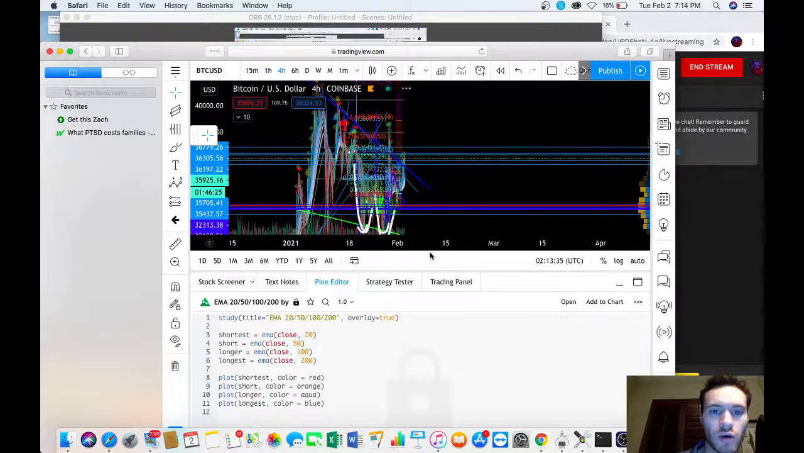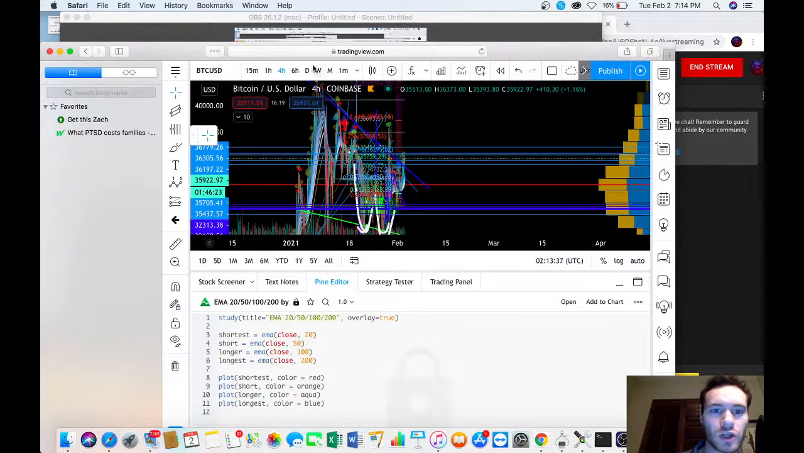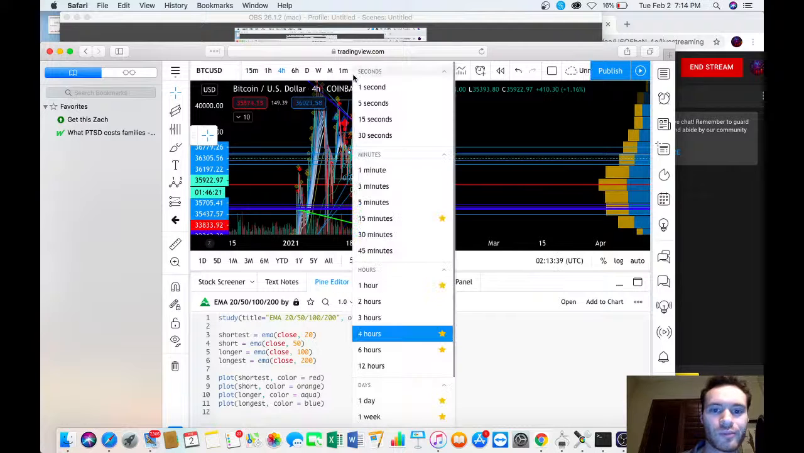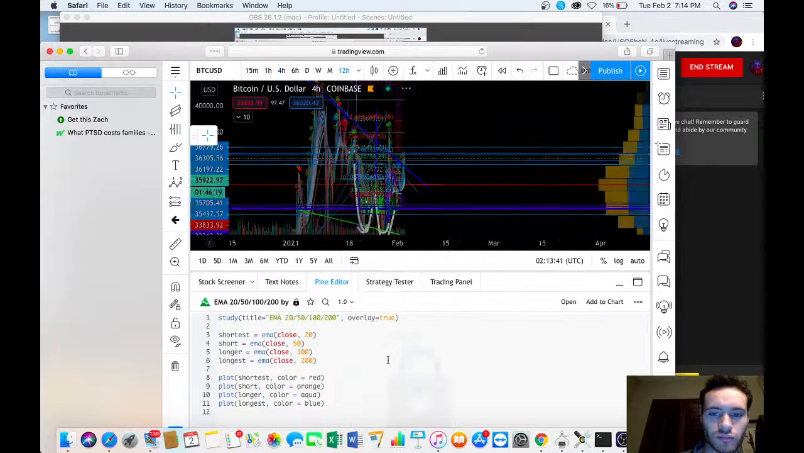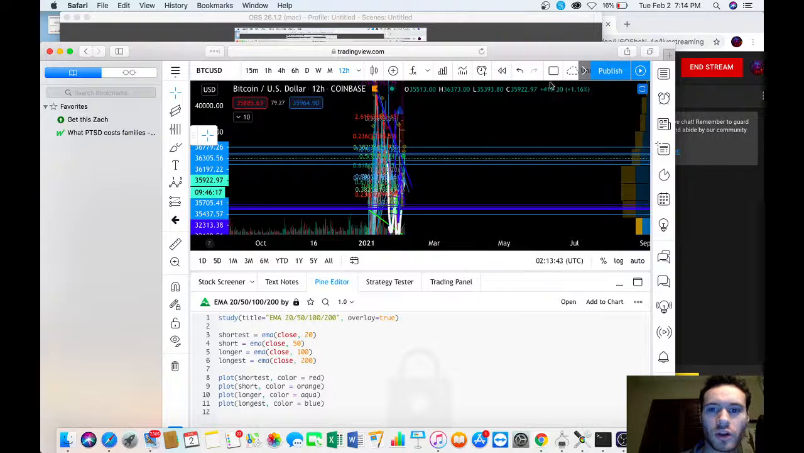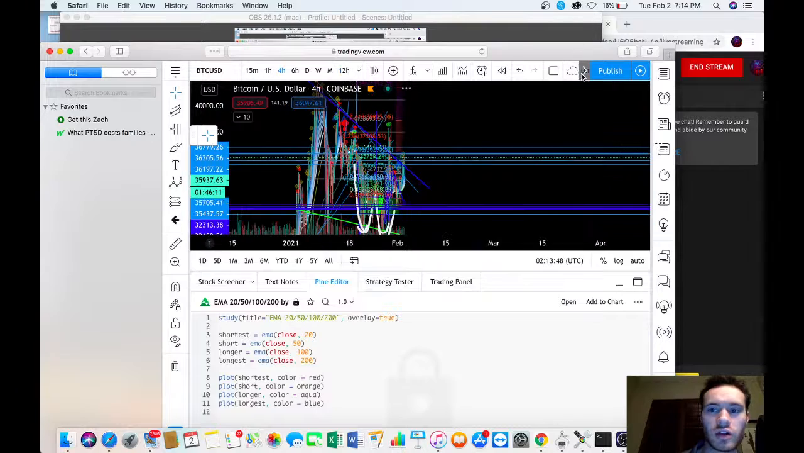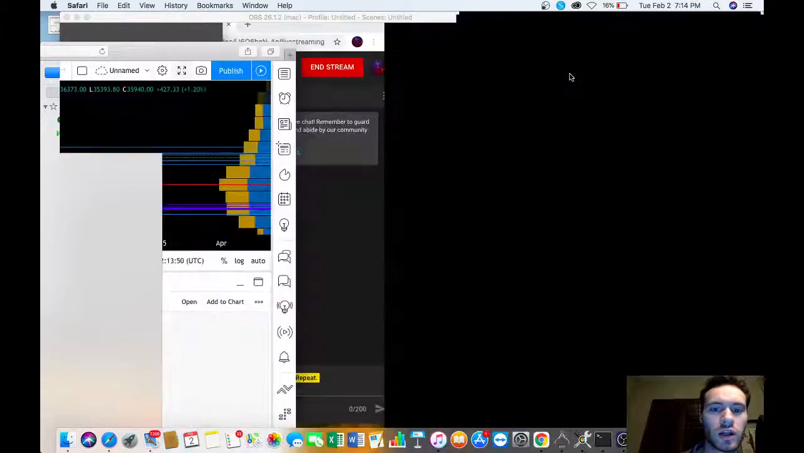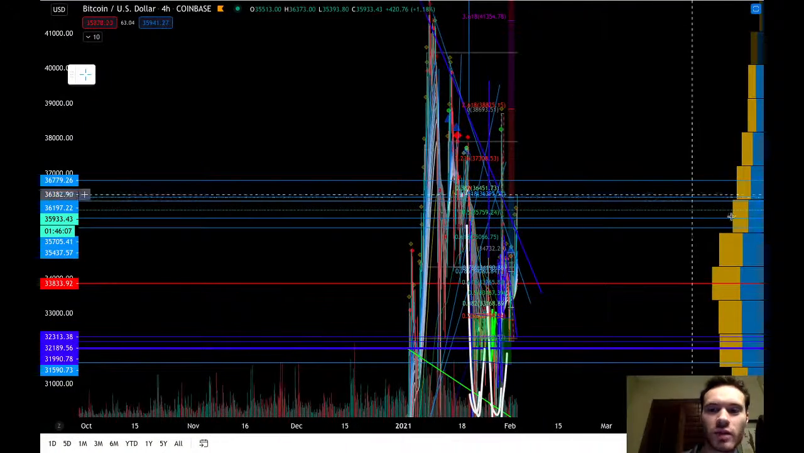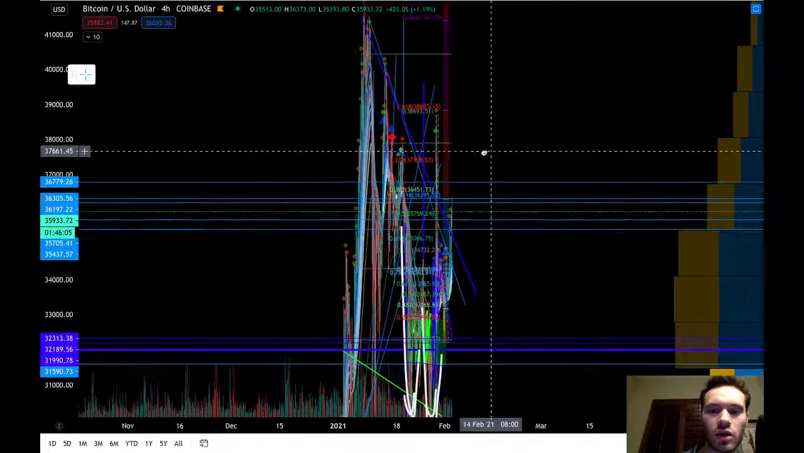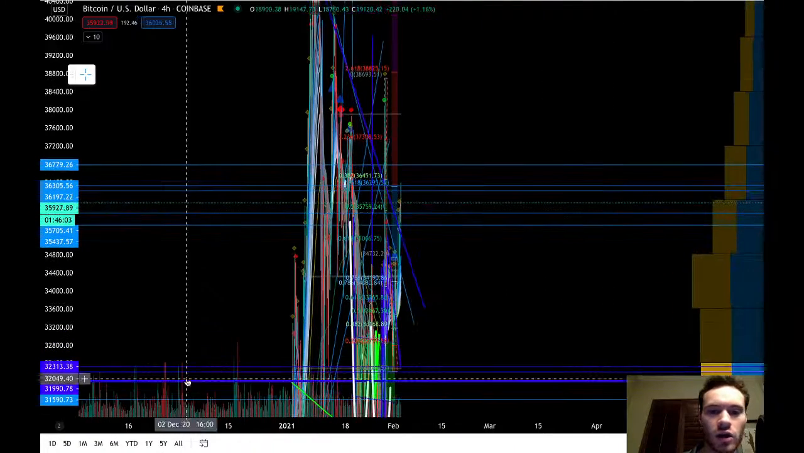Let's go to 4 hour. It's not showing it on the 4 hour. It's not showing it on the 12 hour. So yeah, this is really why it's not just about the technical indicators. It's not just about the oscillators. It's about the ability to read the entire market. Just because VPR support isn't showing it doesn't mean that we don't have it right here.